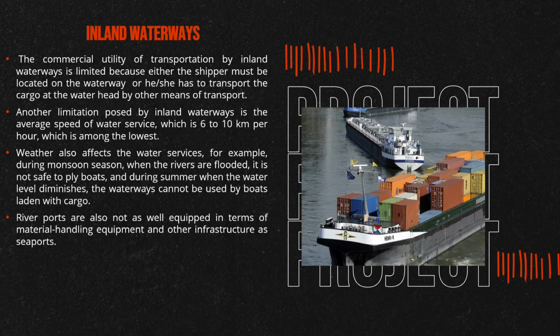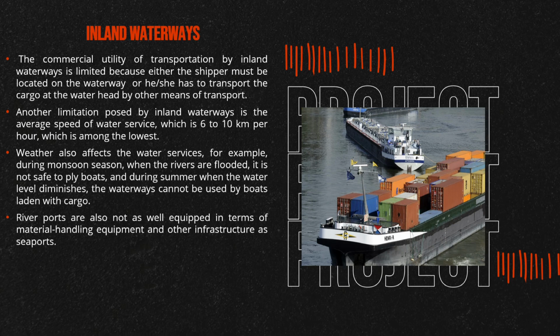Lastly, inland waterways. The commercial utility of transportation by inland waterways, for instance in India, is limited because either the shipper must be located on the waterway or he or she has to transport the cargo to the waterhead by other means of transport. Another limitation posed by inland waterways is the average speed of water service, which is 6 to 10 kilometers per hour, which is among the lowest.